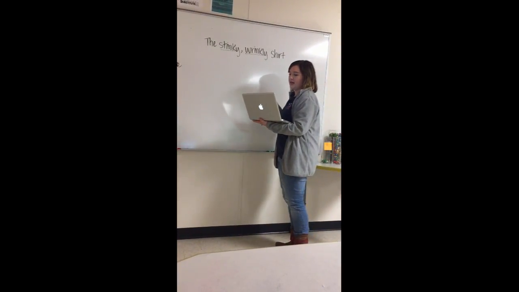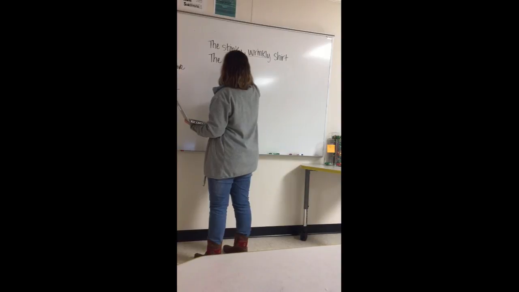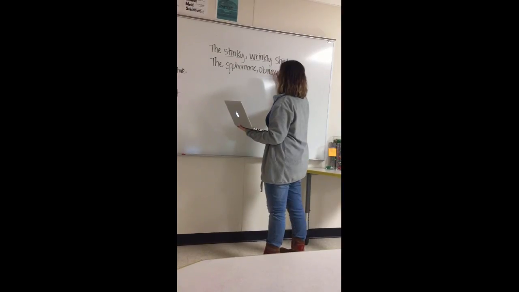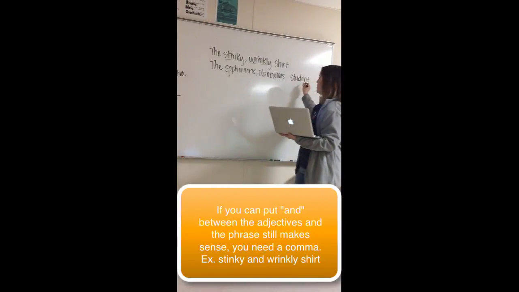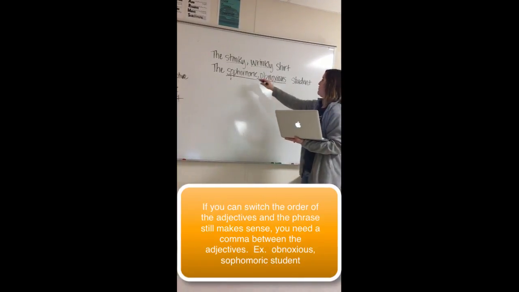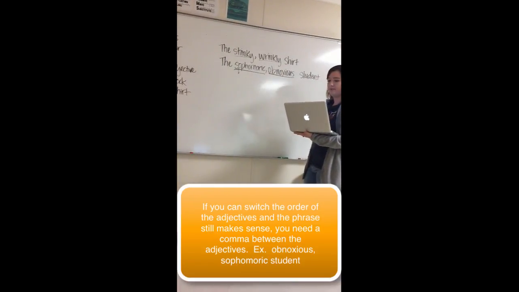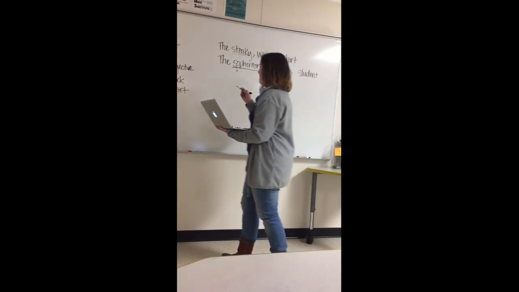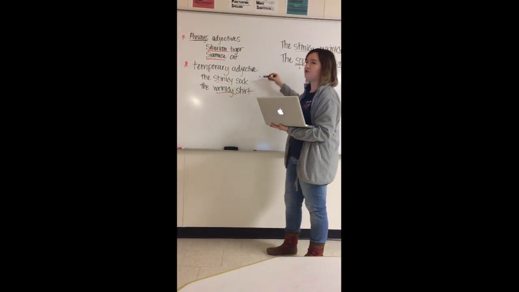Another example is, this is kind of funny, the sophomoric, obnoxious student. What kind of student is it? It's a sophomoric student. It's also an obnoxious student. They're both describing the same thing, but they're both temporary adjectives, so you have to separate them with a comma. Now, you don't always use a comma between adjectives. When you have a combination of an always adjective and a temporary adjective, you don't separate them with a comma.